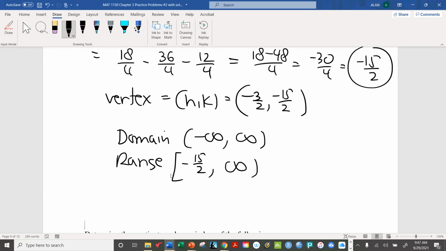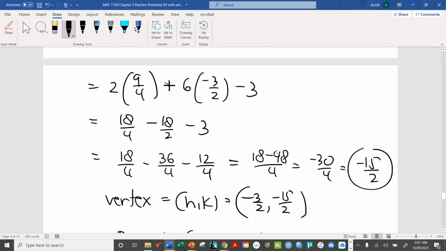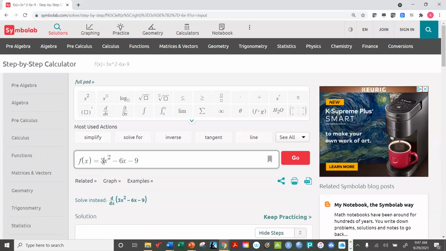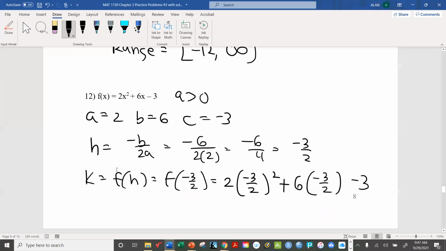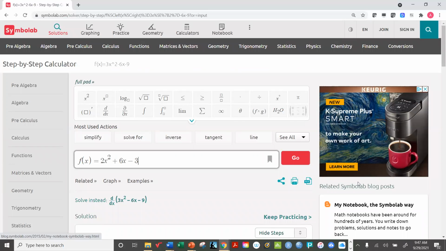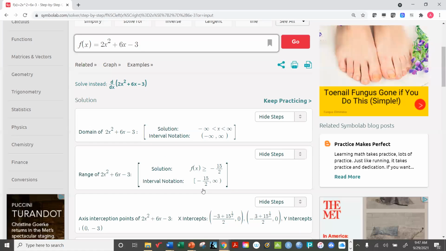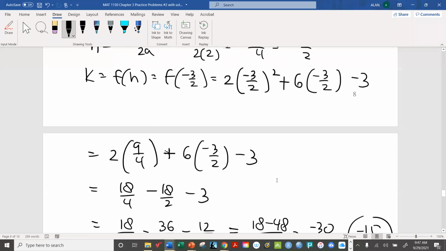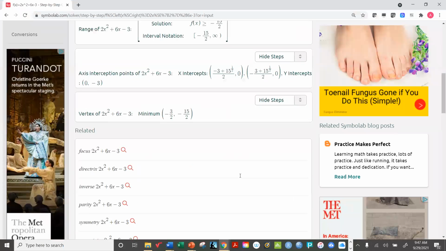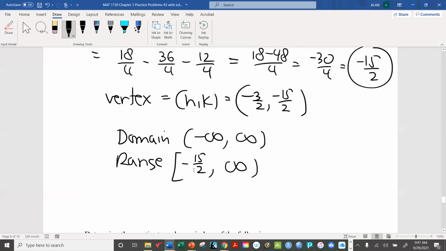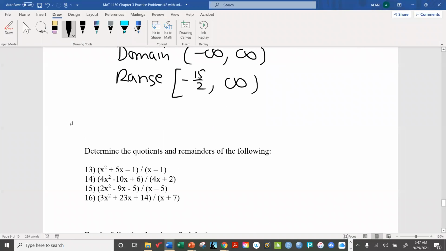And as usual, we might as well double check, as long as we have this technology, and see what this actually looks like. All right, 2x squared plus 6x minus 3. Beautiful. All right. So the range, as we predicted, is -15 halves up to positive infinity. And the graph, yeah, there it is. So our vertex is correct also, -3 halves, -15 halves. All right.